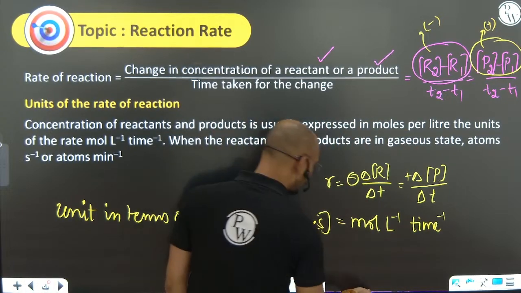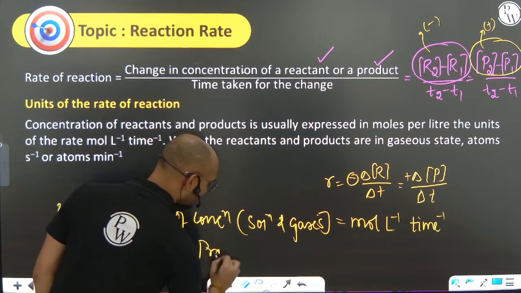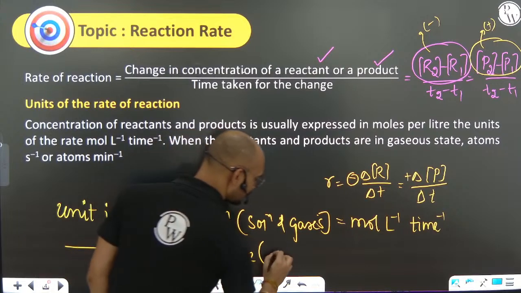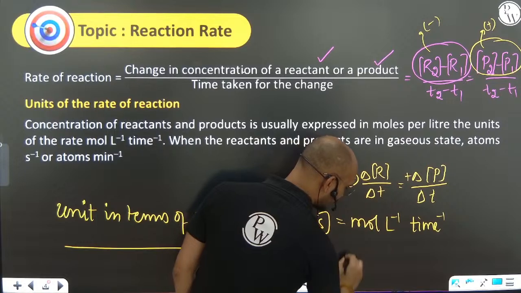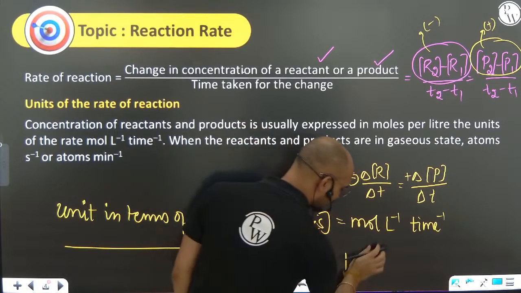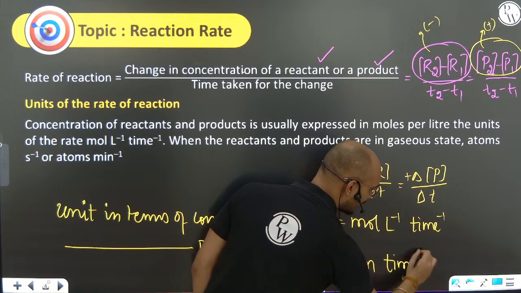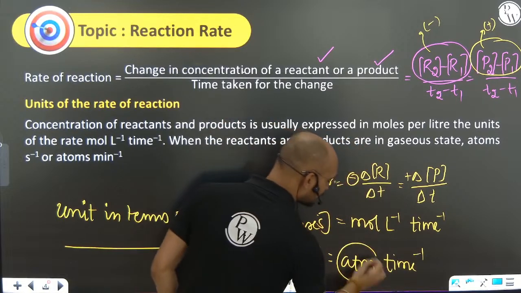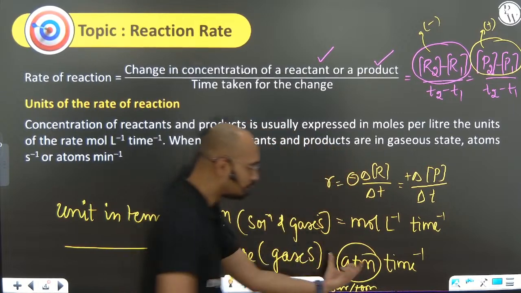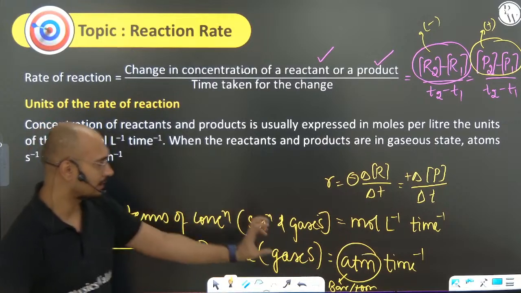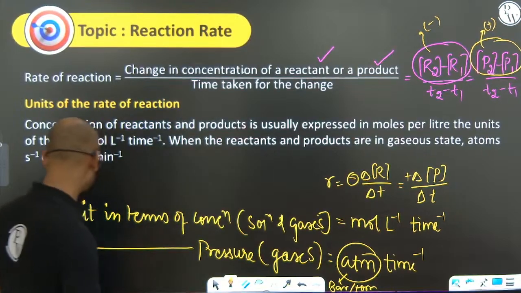Okay, now what about this? If it is in pressure, the unit is in terms of pressure. And pressure is used for what? Pressure is used for gases. What will be the unit? I hope you can see that pressure has the unit ATM. Generally we use ATM per time. Or instead of ATM we can also use bar, or we can also use torr. So I hope these things are very clear and understandable. So always remember, these are the units of rate of reaction.